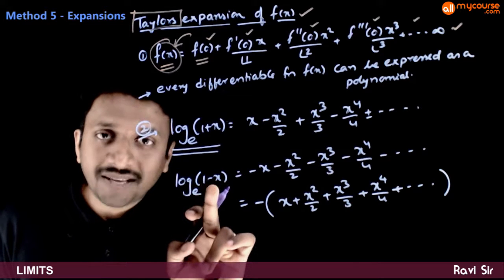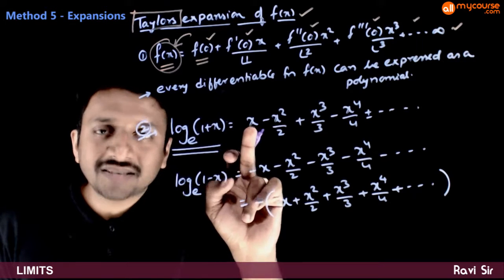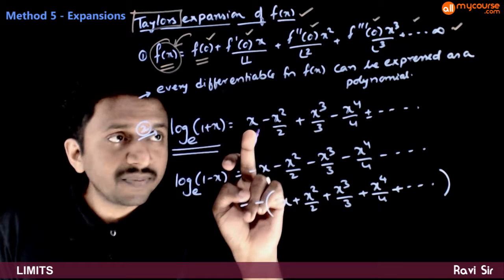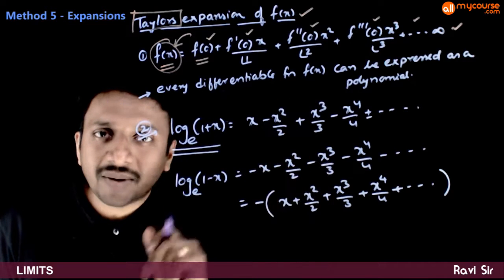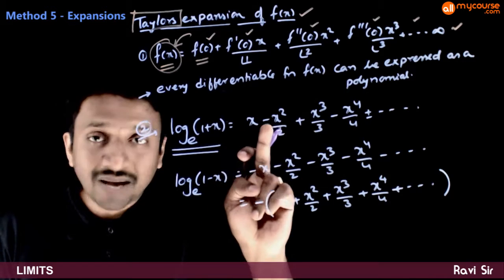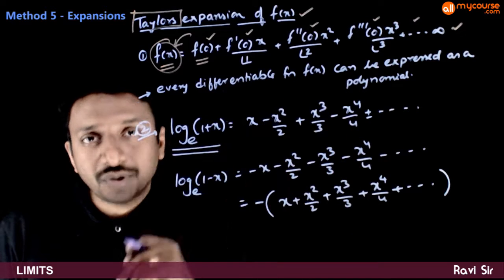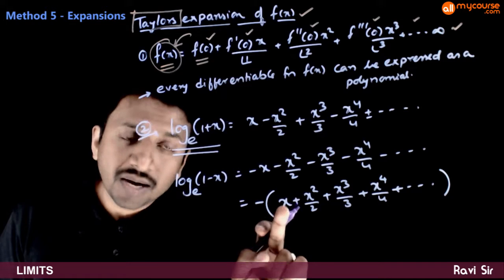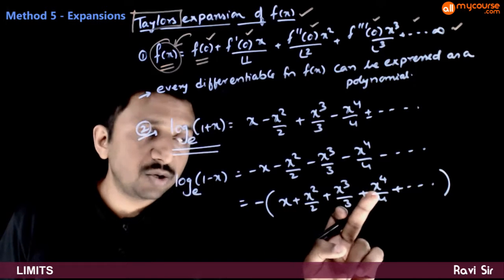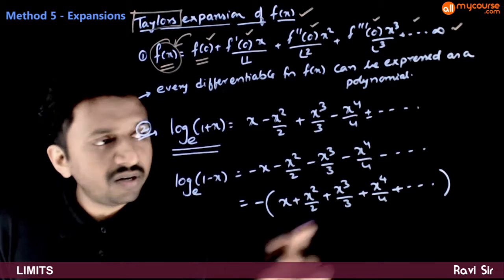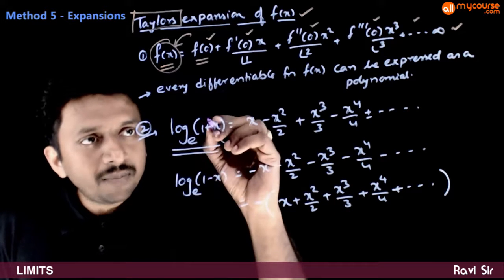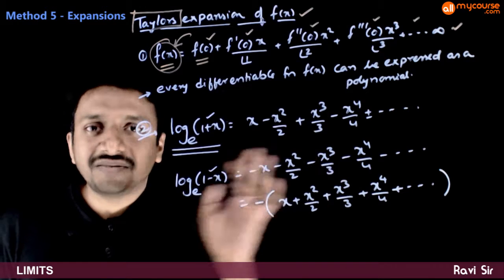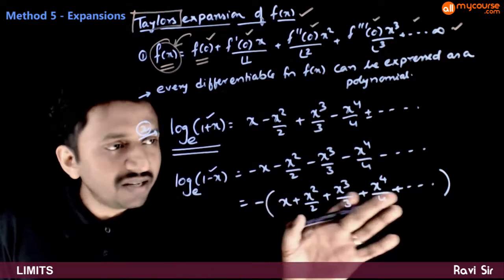And for log 1 minus x, you just need to put minus x in the place of x. If you put minus x in the place of x, this becomes minus x. Minus of minus x whole square is the same as x square. So, you have minus x square, minus x cube, minus x power 4, and so on. All the terms will be negative. If you take a minus common, you get x plus x square by 2 plus x cube by 3 plus x to the power 4 by 4 plus, and so on. So, in 1 plus x, you have alternate plus minus signs. In 1 minus x, you have all negative signs. Or if you take a negative outside, you have all positive signs.